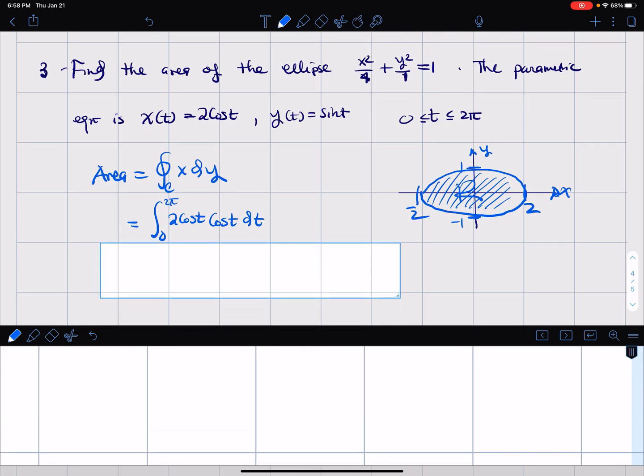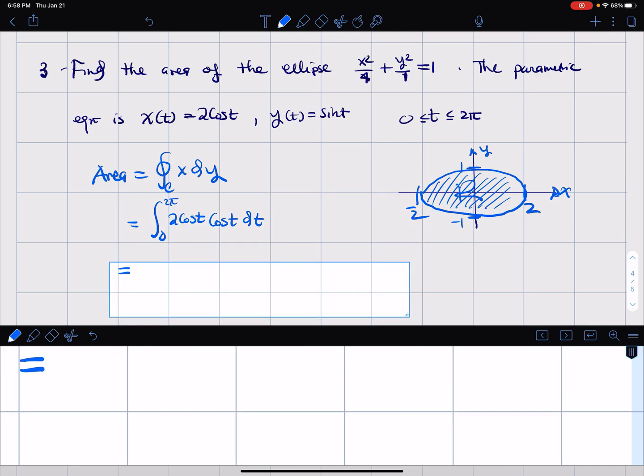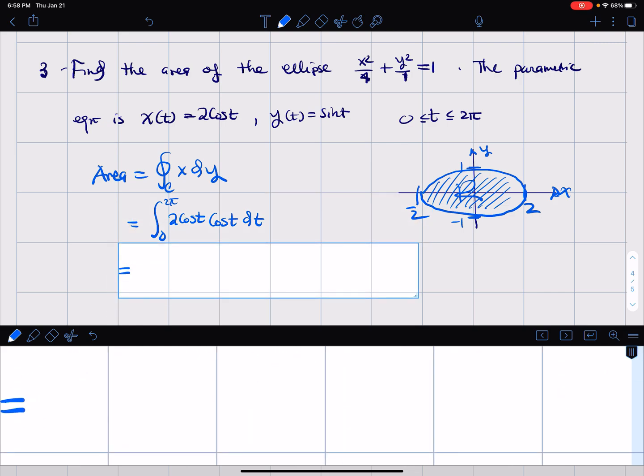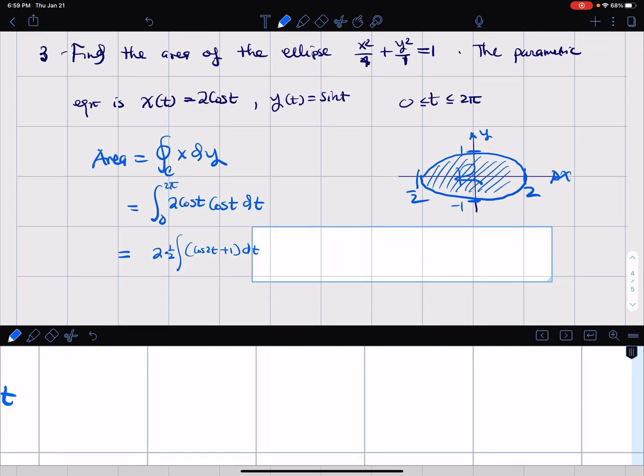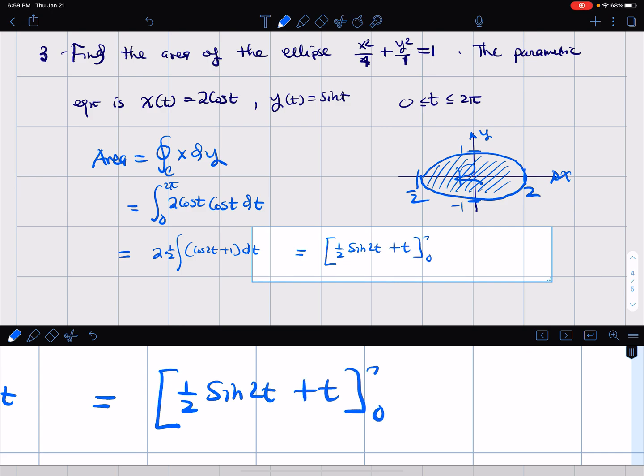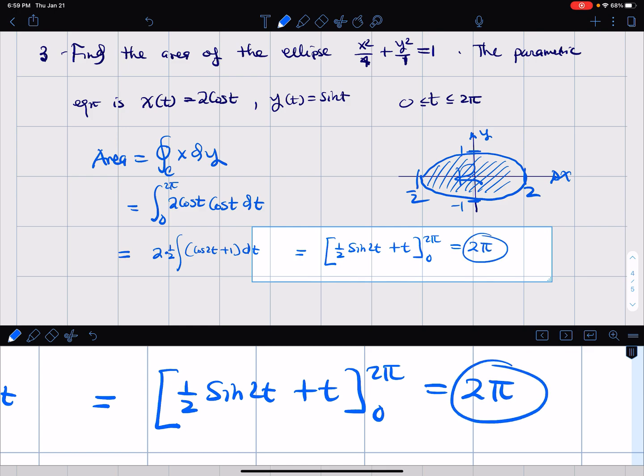Okay? So this is a Calc 2 integral. This is the same thing as 2 times the integral of cosine squared t. One way of expressing cosine squared t is as 1/2 times (cosine 2t plus 1) dt. Put the 2 outside there. All right, so this becomes equal to the antiderivative, 1/2 sine 2t plus t. Plug in 0, plug in 2 pi, and I think you get 2 pi. That's what you get. All right.